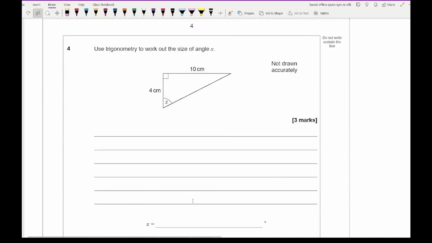Moving on to question 4, it says use trigonometry to work out the size of angle X. So here we want to label the triangle. This is theta, which means that this is going to be opposite, that's going to be the hypotenuse, and that's going to be the adjacent. Now I don't need the hypotenuse because that's just blank, so I'm going to be using tan in this case. So I write down the ratio. It's tan x equals opposite over adjacent, and then I substitute those numbers in. So here I've got tan x equals 10 over 4, and so x equals the inverse tan of 10 over 4.